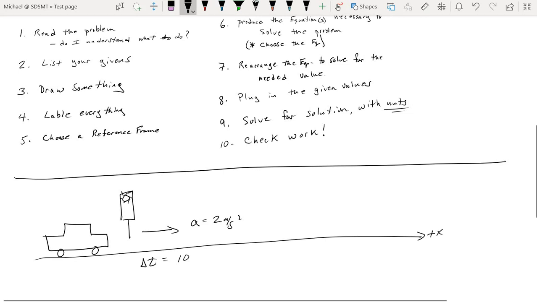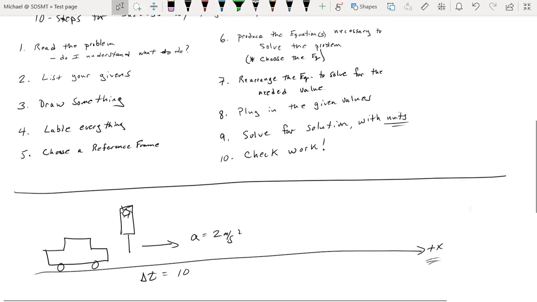So just following along with the 10-step process here, I've drawn a picture. I've indicated the given parameters. In this case, the given information would be the acceleration and the time. I've chosen a positive direction for the system in this reference frame. And so now I'm pretty much at step 6 already. I've just cruised right through those first 5 steps. These steps actually go pretty quick once we get used to them.